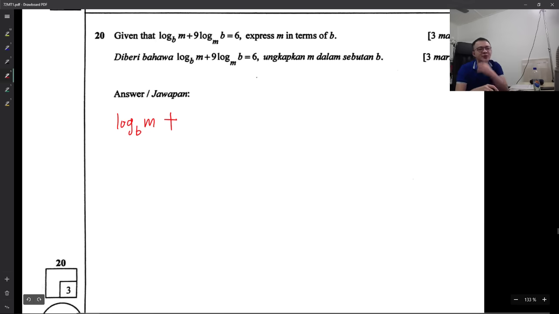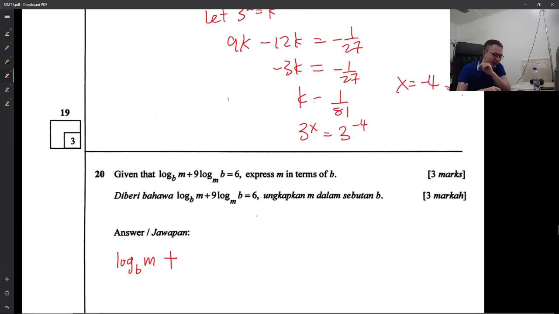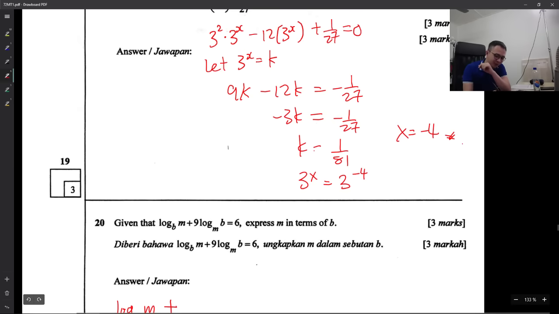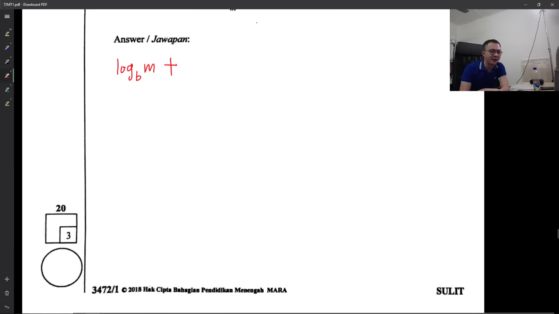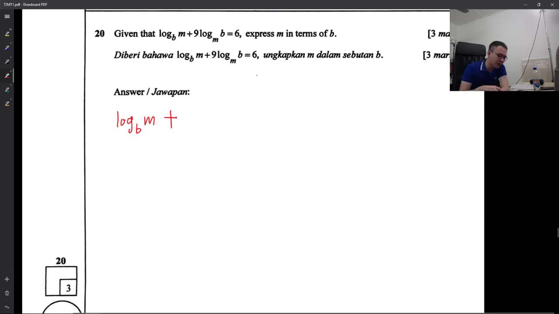For the indices, can we use the calculator to show the answer without working steps? You better show the steps. But like this one, if you want to show the step, you can do this: 1 over 3 power 4, then you get 3 power negative 4. It should be fine.